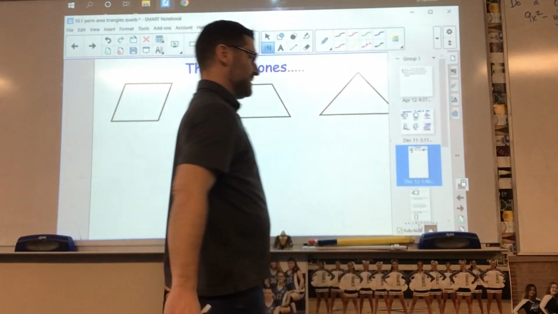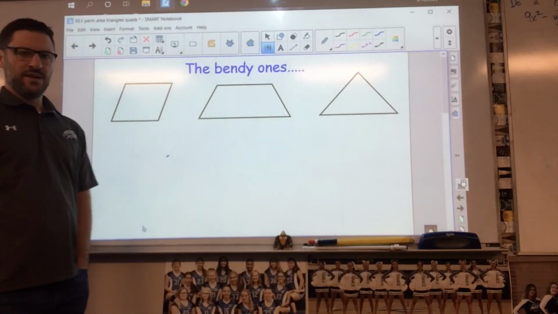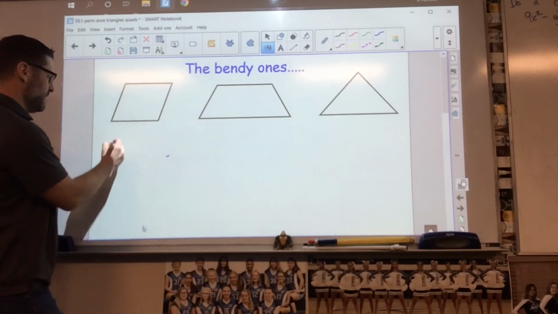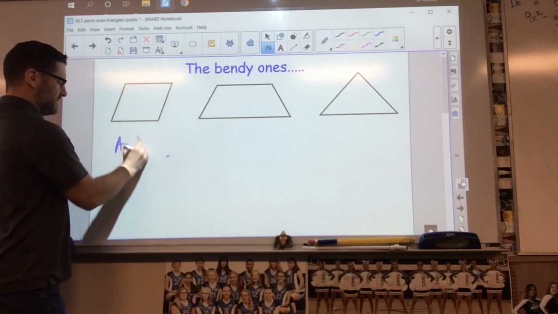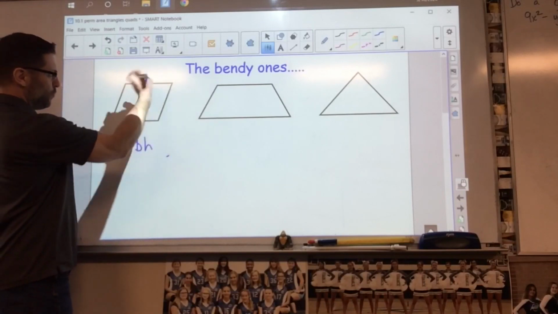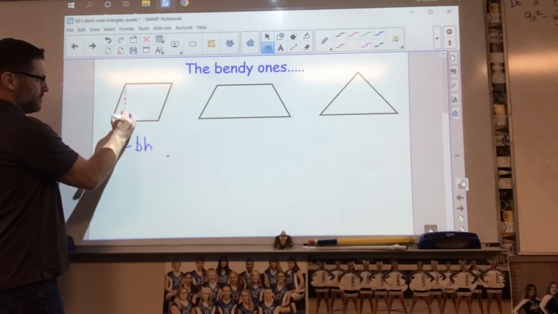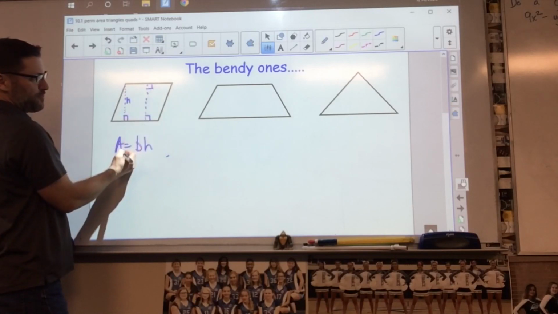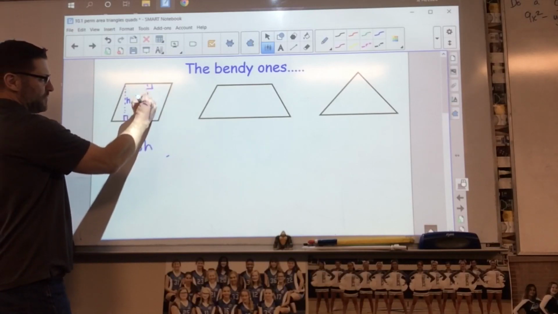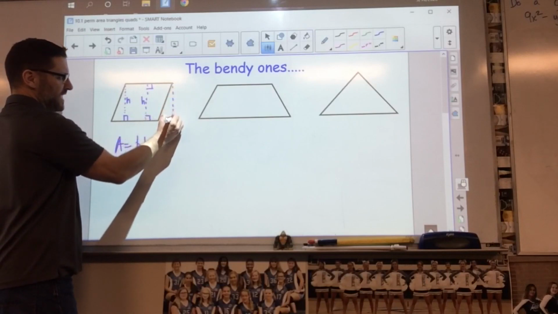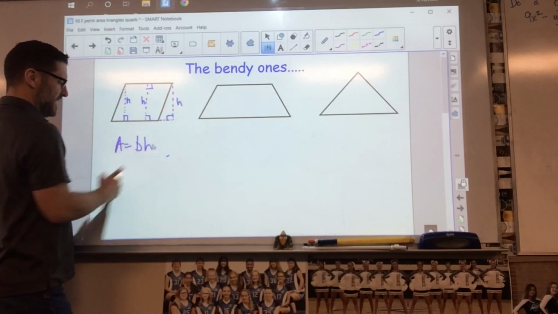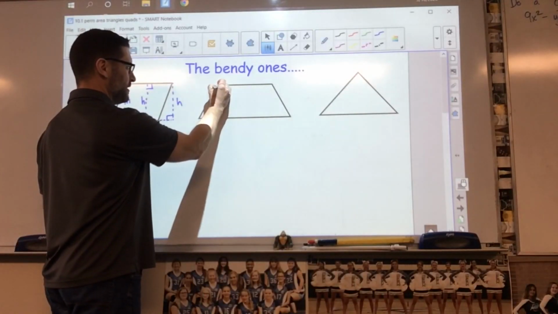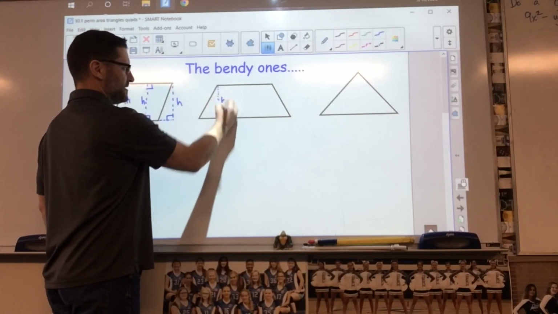Along with this, there's a little section I call the bendy ones. What if the figure doesn't have a right angle? Where are all those possible spots that you could have the height? So this is a parallelogram, and its area is equal to base times the height. And where could the height be? Well, it could be there. It could actually be in here if they're both right angles with the top and the bottom, the bases, or it could appear outside. There could be the height. So we have area is equal to base times height for that one. For this trapezoid, that could be the height.